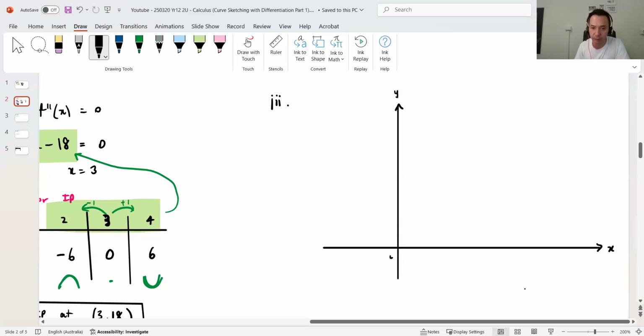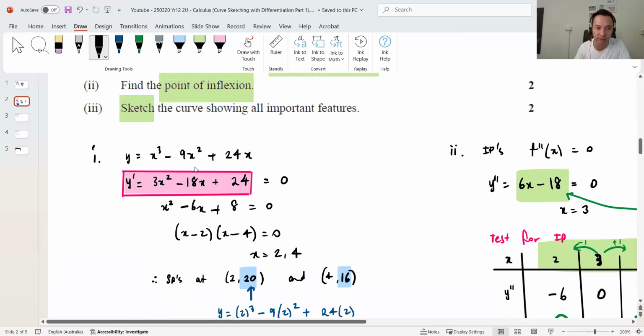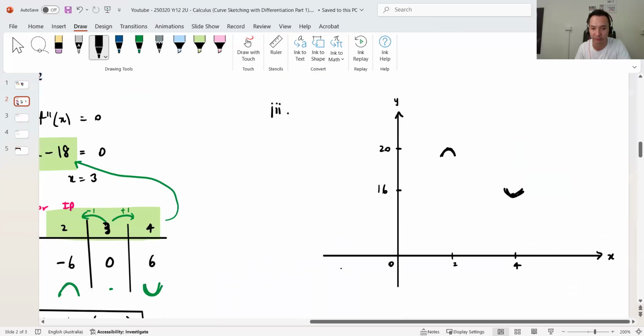And that's the origin. So (2, 20) and maybe I'll do 2 slightly over. (2, 20) and then (4, 16), not to scale. So what I have here, I got maximum turning point here, and I got minimum turning point there. And I have to connect it. Now, what's the y-intercept? Have a quick look at the function. 0, because when x equals 0, y equals 0. So I know I've got to pass through the origin. I'm going to get a curve that basically does that.